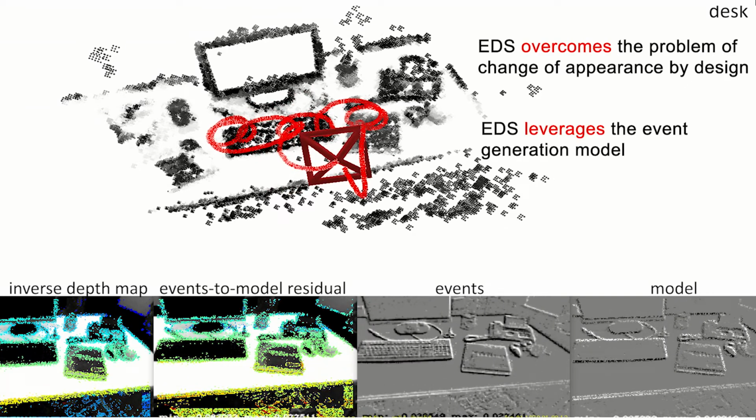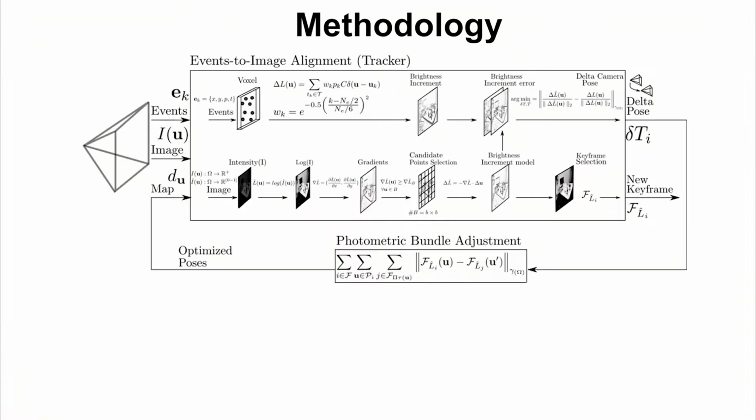We introduce EDS, a direct monocular visual odometry method with events and frames. EDS overcomes the problem of change of appearance by design, and fuses events and frames in a principled manner in the front end by exploiting the event generation model. The following diagram summarizes the methodology.